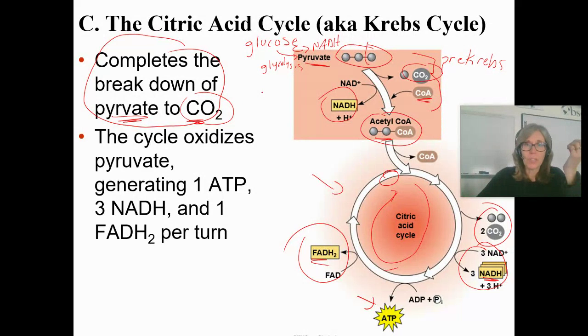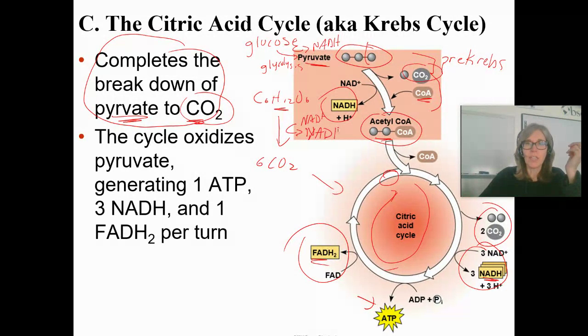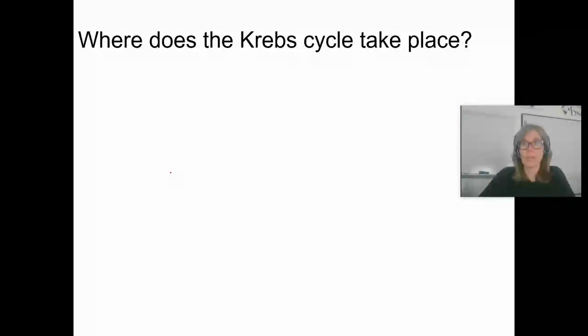So remember, glucose is C6H12O6, and so you've made a whole bunch of carbon dioxides by the end of this, and you've ripped off those hydrogens, and those hydrogens have a proton and electron, and those have gone on to NAD plus to make NADH. So the Krebs cycle makes a whole bunch of those. 3 NADHs, 1 FADH2, and then a little bit of ATP by substrate level phosphorylation, just like I showed you before with an enzyme.